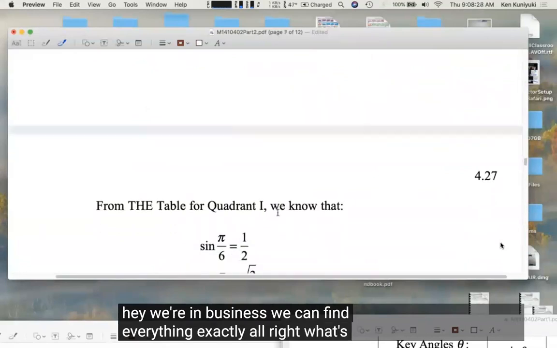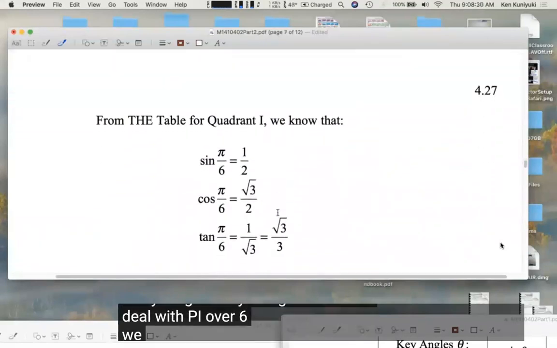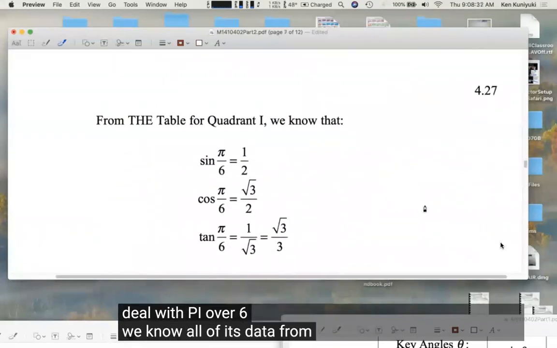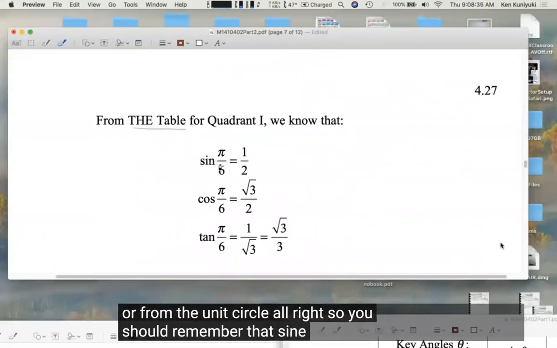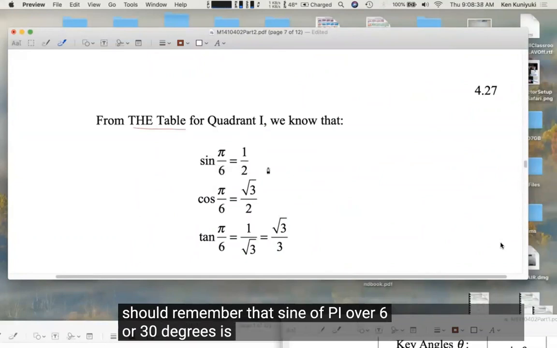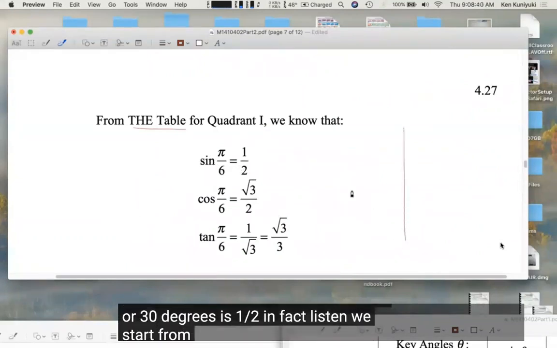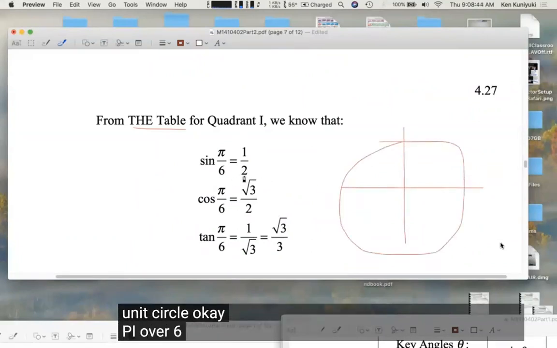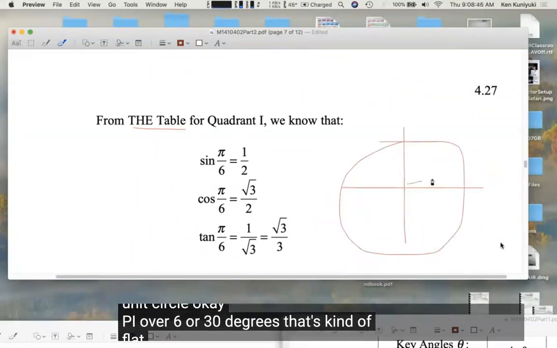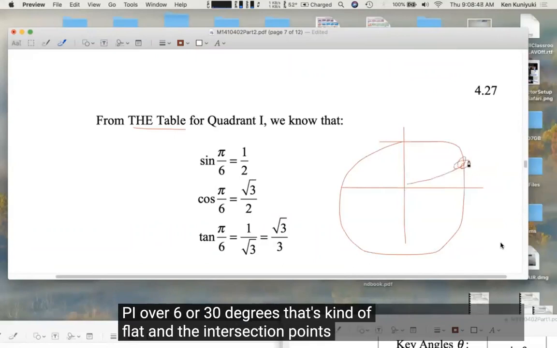All right. What's the deal with pi over 6? We know all of its data from the table or from the unit circle, right? So you should remember that sine of pi over 6 or 30 degrees is 1/2. In fact, let's say we start from scratch, right? We have the unit circle, okay? Pi over 6 or 30 degrees, that's kind of flat. And the intersection point's over here.